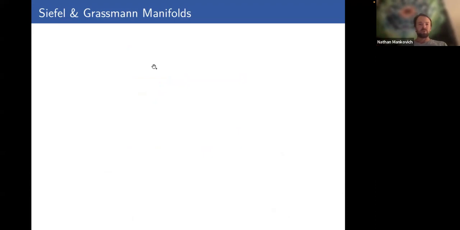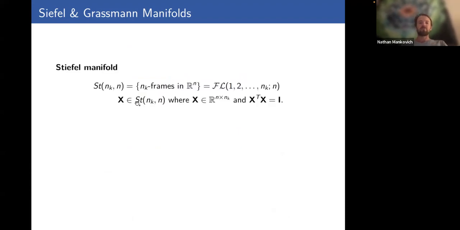So those are averages in Euclidean space, but we want to work on the manifold of subspaces. So I've put some names up here, the Stiefel and Grassmann manifolds, but we'll talk about them individually. First off, I'm introducing the Stiefel manifold because I'll use it later, and I think it's also essential to parameterize the Grassmann manifold as well. So the Stiefel manifold is the set of all n_k frames in R^n.